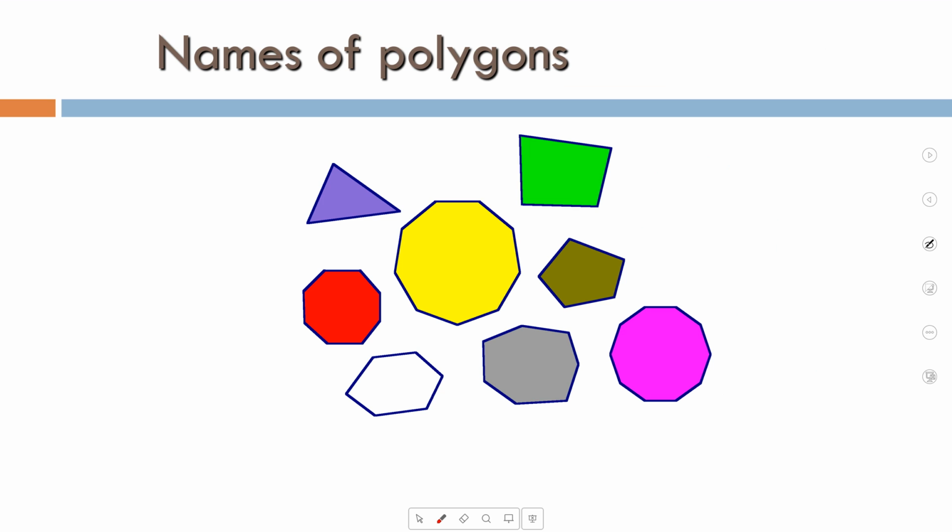Sarah, what's that purple thing called? I was counting the sides. No, that's not purple. That's magenta. Purple. Oh, a triangle. Very good. I gave you the easy one.